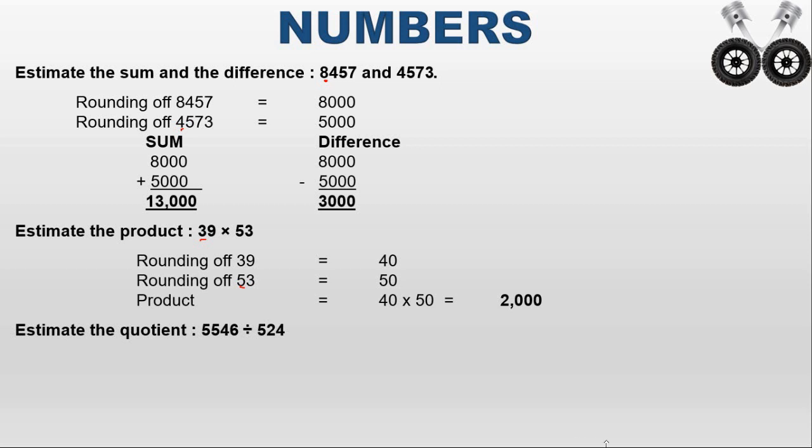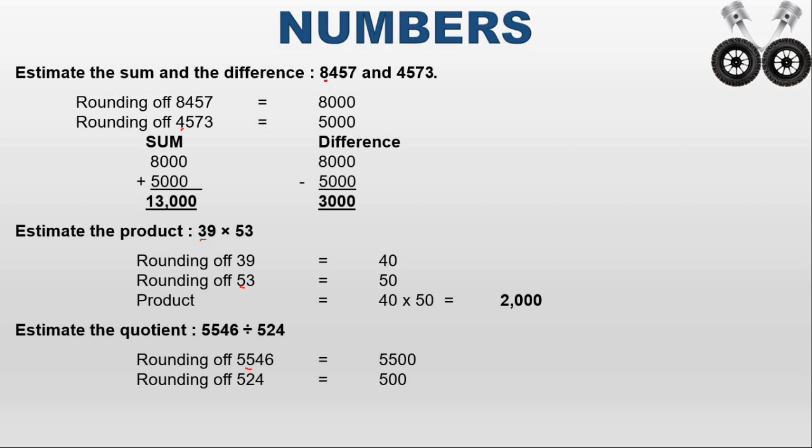Estimate the quotient. 5546 divided by 524. So which is the smallest digit? Which one has the smallest digit? 524. That is 3 digits presented here. We have to round to the 100. So both the numbers should be rounded to the nearest 100. Okay. So what is the 100 portion here?